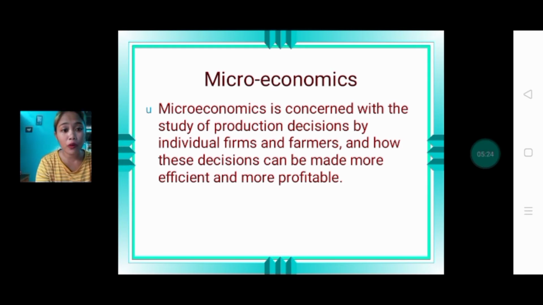Let's talk about the next branch, which is micro. First is macro and the second is micro. Microeconomics is concerned with the study of production decisions by individual firms and farmers, and how these decisions can be made more efficient and more profitable.